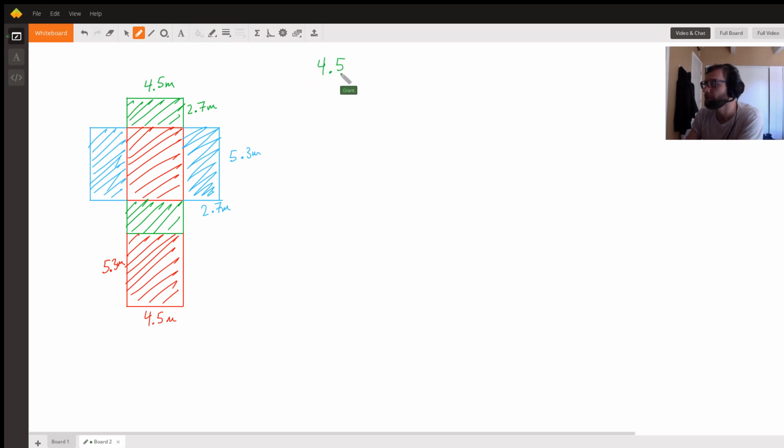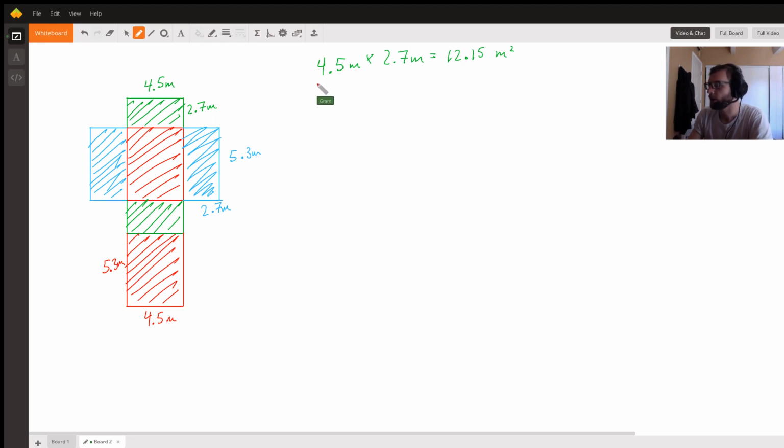We take 4.5 meters times 2.7 meters. We plug that into our calculator. So 4.5 times 2.7 gives us 12.15, and that's meters squared. You can think of meters squared as meters times meters. So that's our area for our green rectangle.